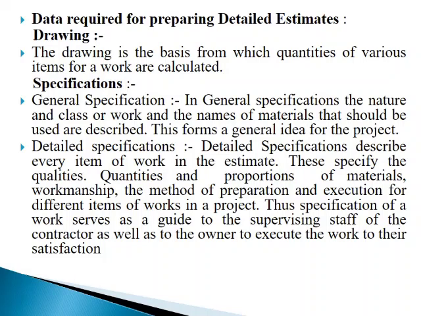Next is the detailed specification. The detailed specification describes every item of work in the estimate. It specifies the qualities, quantities and proportions of materials, the workmanship, and the method of preparation and execution of different items of work in a project. This specification of a work serves as a guide to the supervising staff of the contractor as well as the owner, to execute the work to their satisfaction.